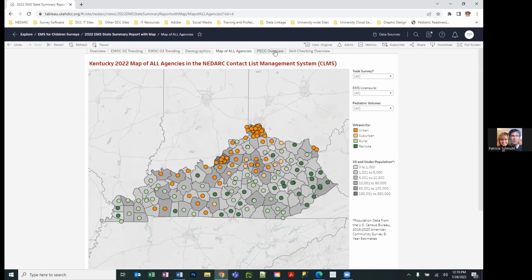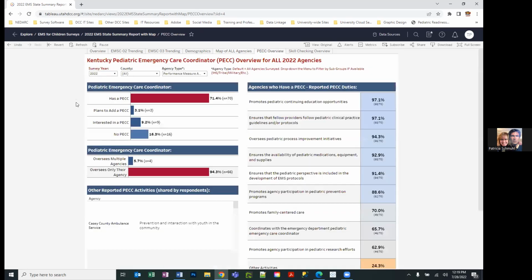So then we have the Peck Overview, and this shows you how many answered they have a Peck, plans to, are interested in, or don't have a Peck. So the high-priority ones you'd be interested in are those who plan or are interested. Right? They're expressing to you an interest in a Peck. So there's 12 that you may want to reach out to if you were Kentucky. And she has, again, a lot that are Pecks.